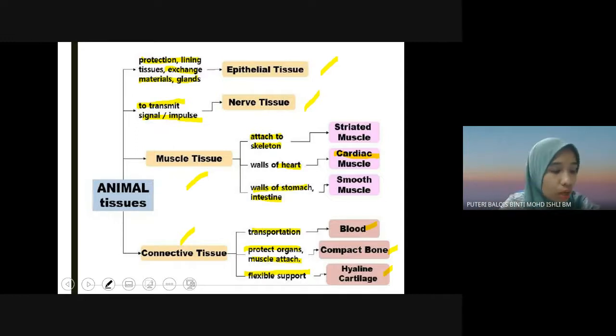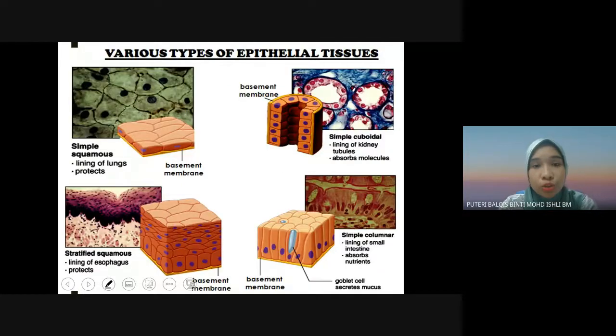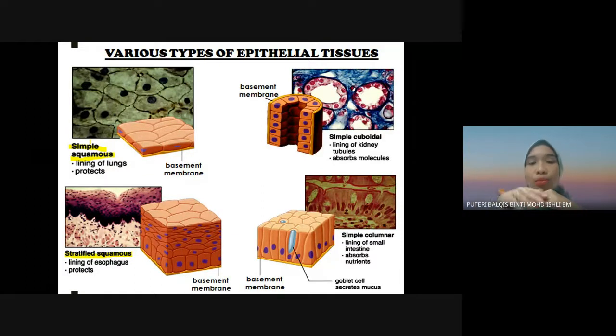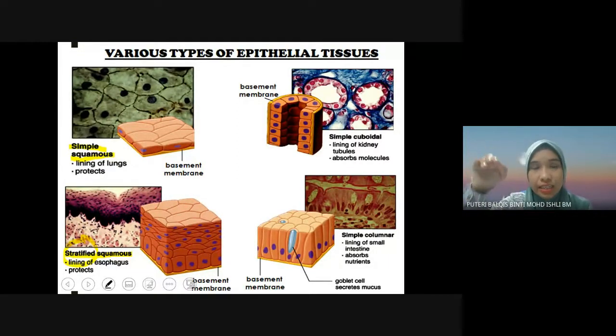So kita tengok dulu apa itu epithelial tissue. Okay, epithelial tissue. So epithelial tissue, we have simple squamous, and then we have stratified squamous. Okay, kita ada simple dengan stratified. Simple tu maksudnya memang simple lah, dia ada satu layer saja. Kalau stratified ni, perkataan stratified ni maksudnya bertingkat-tingkat. Okay, bertingkat-tingkat. So dia ada banyak layer.